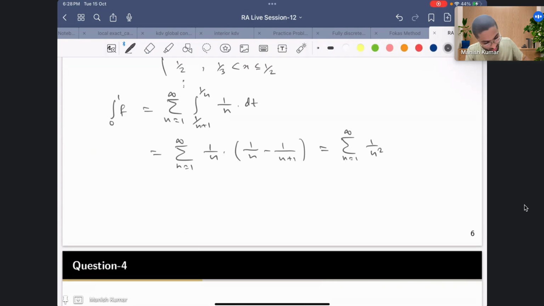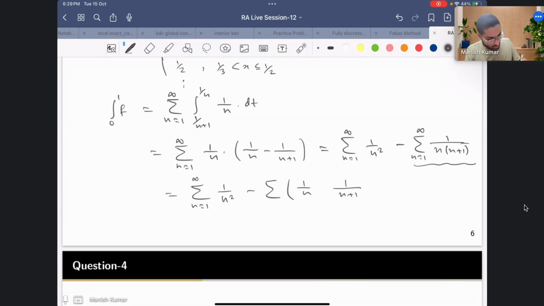and then the next would be minus, so this is 1 by n times n plus 1, and this is from 1 to infinity. Now this summation, you can write it as a telescopic sum, right? So this can be written as summation 1 by n square minus summation, and this can be broken as 1 by n minus 1 by n plus 1. So this is how you can write, starting from n equal to 1 to infinity.